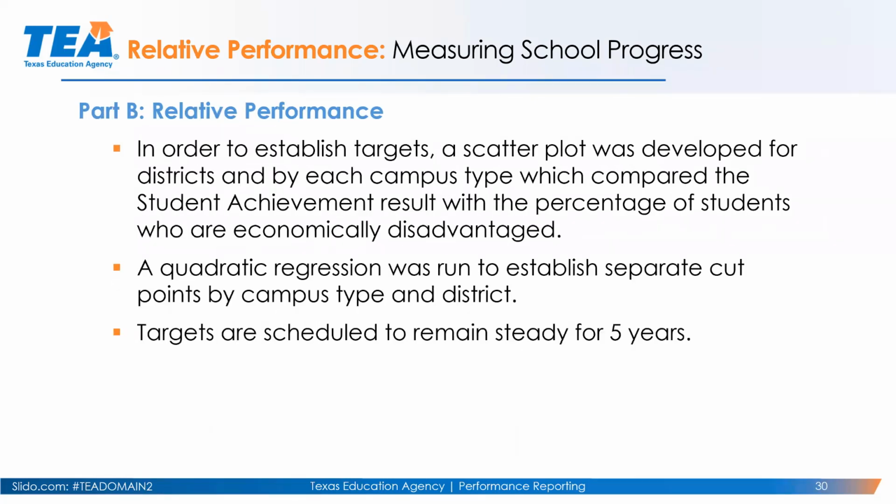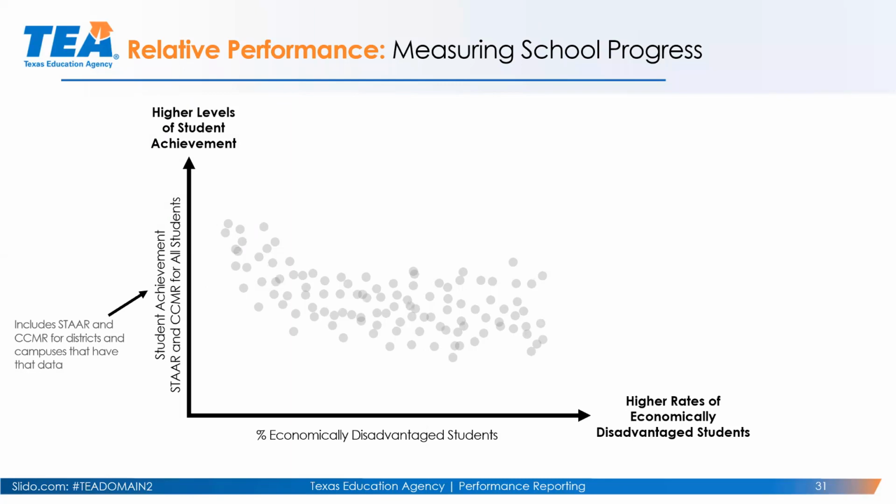In order to establish targets, a scatter plot was developed for districts and by each campus type, which compared the student achievement results with the percentage of students who are economically disadvantaged. Then a quadratic regression was run to establish separate cut points by campus type and district. Now these targets are established and are scheduled to remain steady for 5 years. So this is an example of how this was calculated.